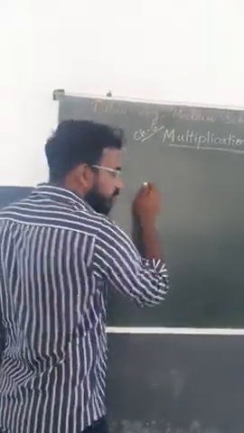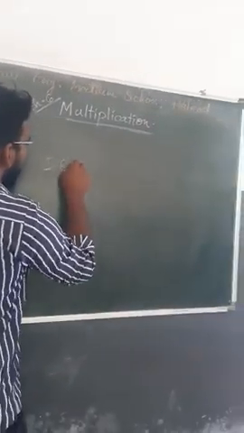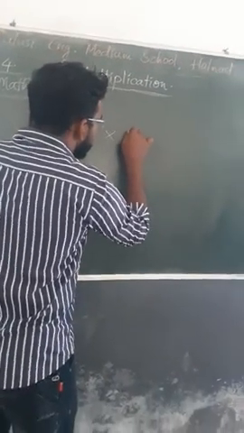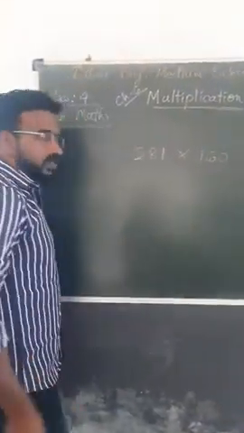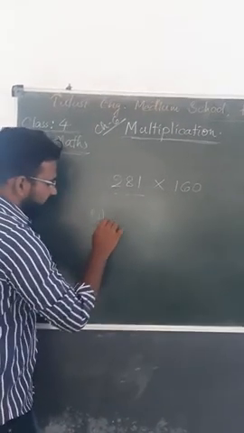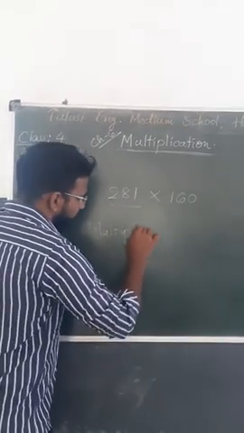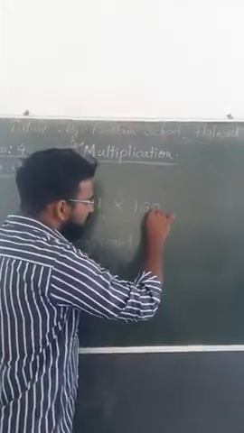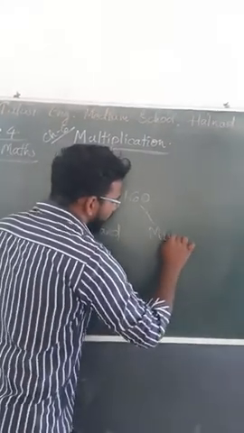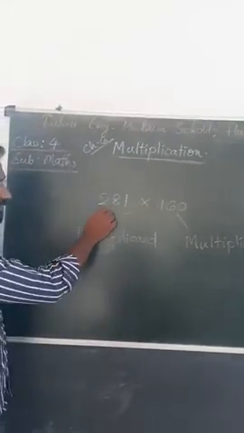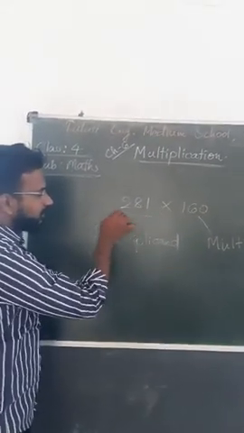In multiplication, for example, 281 multiplied by 160. Here, the number to be multiplied is called the multiplicand. The number by which we multiply is called the multiplier. Multiplicand, multiplier. The number to be multiplied.